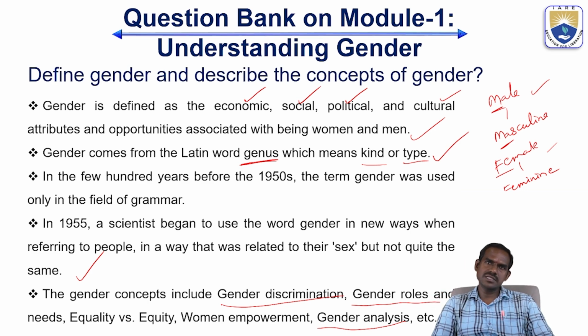So all these things can be explained as an answer to question 1: Define gender and describe the concepts of gender. Mainly, gender is defined as the economic, social, political and cultural attributes and opportunities associated with being a woman and man. Now let's look at the second question.